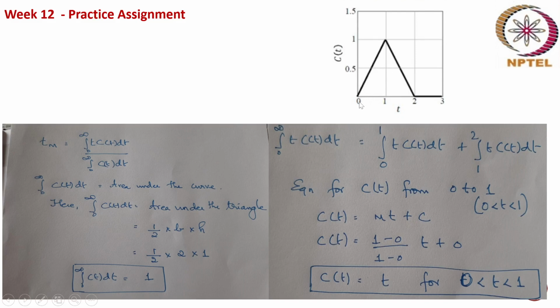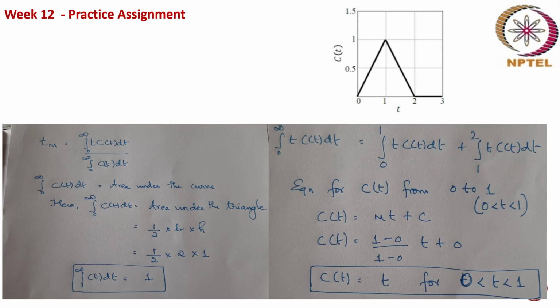One starts from (0, 0) to (1, 1), and the other straight line is from (1, 1) to (2, 0). So we can rewrite the expression for integral 0 to infinity t into C of t dt as integral 0 to 1 t into C of t dt plus integral 1 to 2 t into C of t dt.